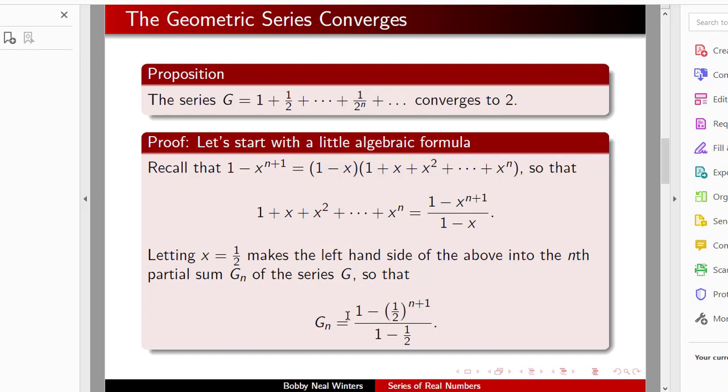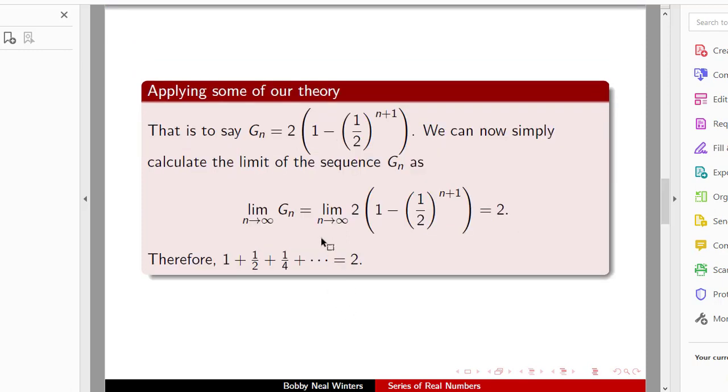So what about this G_n? We've got the formula for the partial sum. We write it in a slightly different form, doing a little algebra, and it's 2 times 1 minus 1/2 to the nth. Then let's calculate the limit, using the theory we've developed. The limit of the expression in the big parentheses goes to 1, so the limit of our partial sums is 2, and therefore the limit of our series is 2.